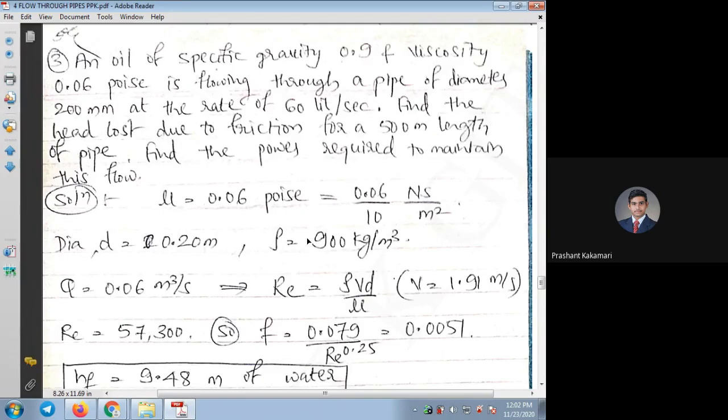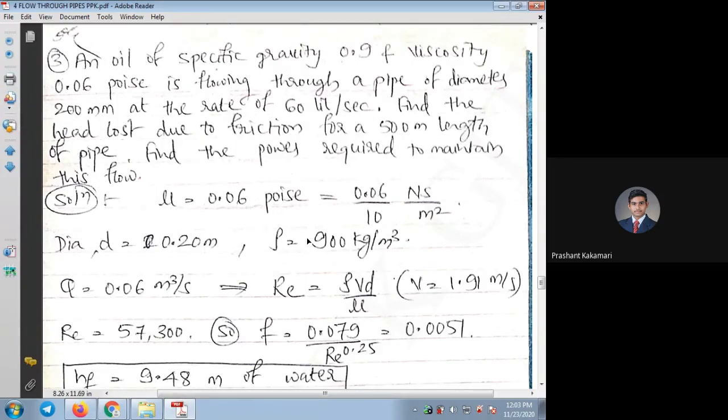Here in this problem, the fluid given is oil, not water. So first thing, you have to remove water from your mind. In this problem, oil is flowing in the pipe. For that, we need to find the friction loss and the power required to maintain the flow rate. Here the unit of the viscosity is poise, so I can take it as dynamic viscosity mu.